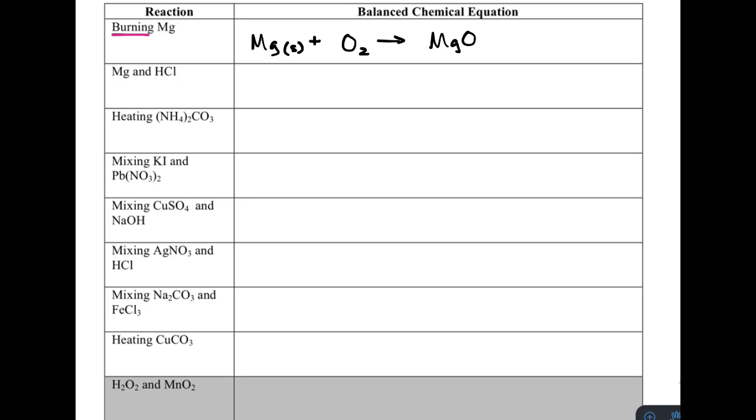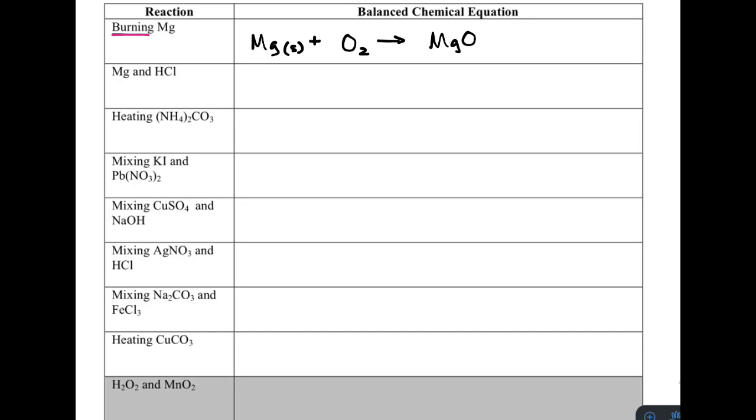Now, it's important that you understand how to do this, right? If you only have Mg and O in this process, then that means that when you combine the two to make the product, it's got to be a combination of Mg and O as well. But you can't just necessarily leave it like that. There might be subscripts that you need to put into place here.